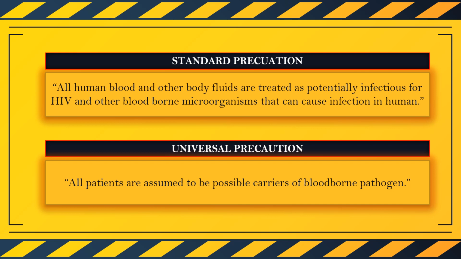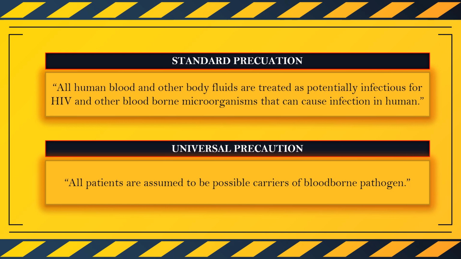While universal precaution states that all patients are assumed to be possible carriers of blood-borne pathogens. Universal precaution is actually an older set of guidelines developed by the same organization, the CDC, in the 1980s to prevent the spread of blood-borne pathogens such as HIV and hepatitis B virus infection in the healthcare setting. The concept was generally based on the assumption that all patients were potentially infectious with blood-borne pathogens.